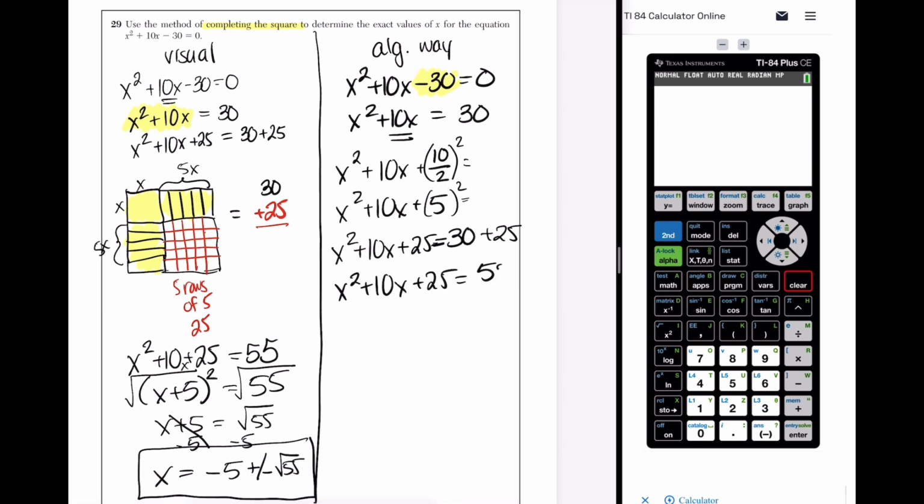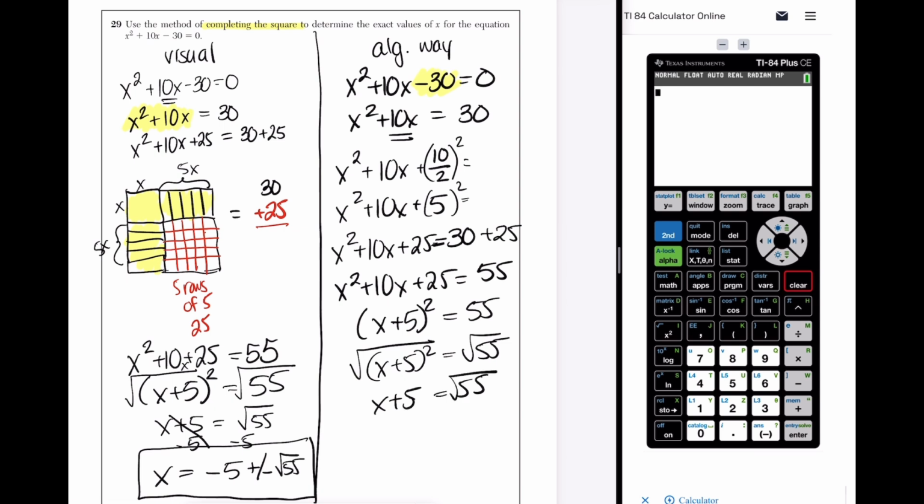But now you can see how you got to 55, and from here on, the steps are still exactly the same. Now we're still doing x plus 5 squared is equal to 55. Now we're going to find the square root of x plus 5 squared. And so you get x plus 5 is equal to plus or minus the square root of 55. We're going to subtract 5 from both sides, and we get x is equal to negative 5 plus or minus the square root of 55.